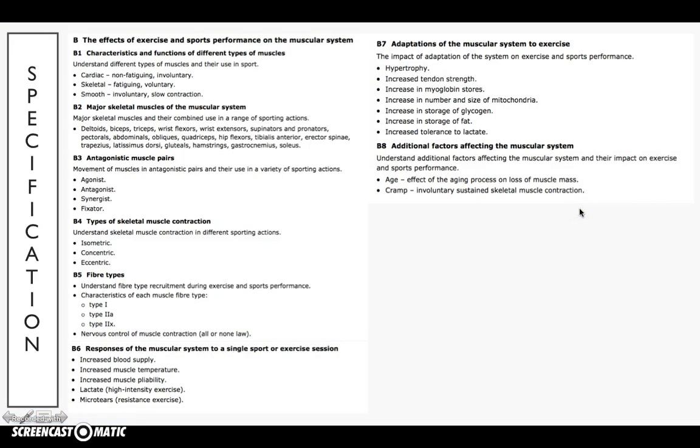So, the specification for the muscular system is all that you can see in front of you right now. Today we're going to be going up to types of skeletal muscle contraction. So we're going to be doing this.